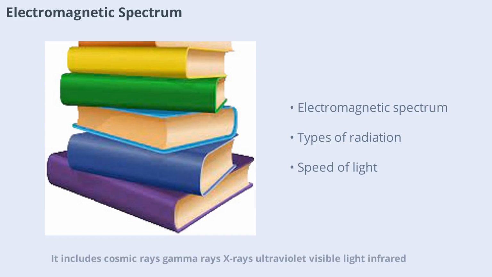It includes cosmic rays, gamma rays, X-rays, ultraviolet, visible light, infrared, microwaves, and radio waves. All these radiations travel at the speed of light in a vacuum. The spectrum is fundamental to understanding the interaction of light and matter.